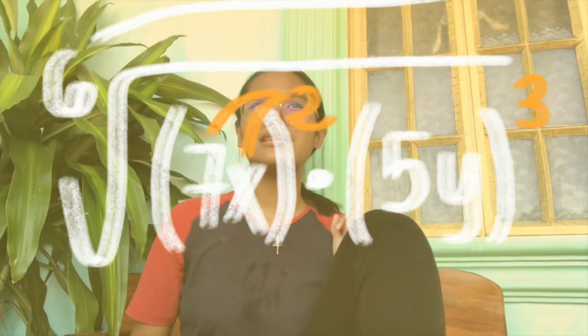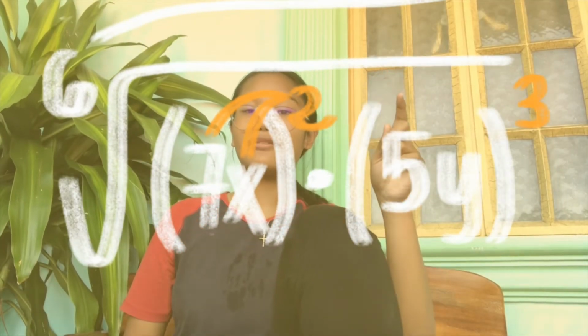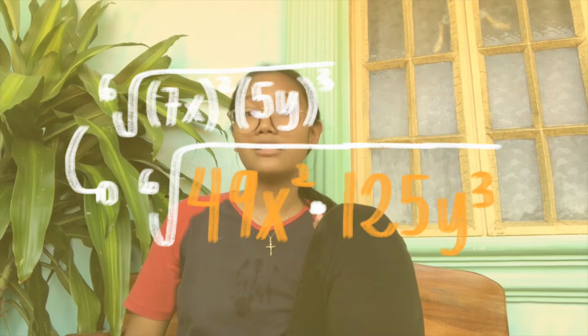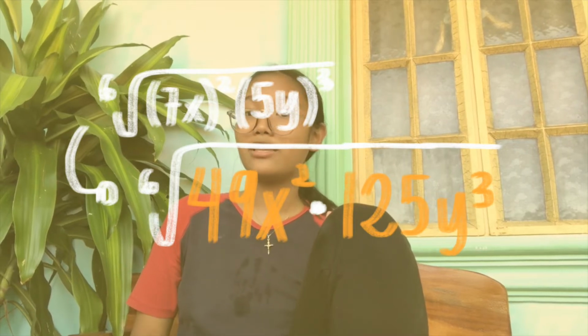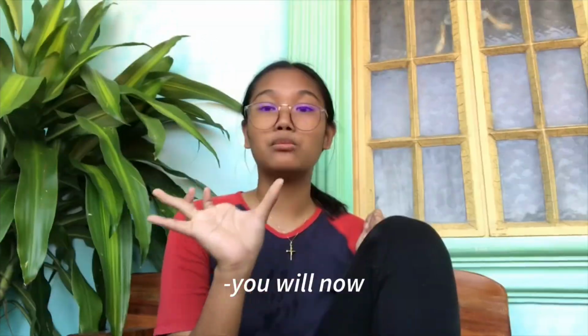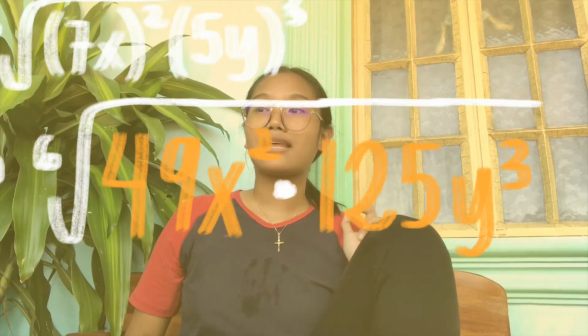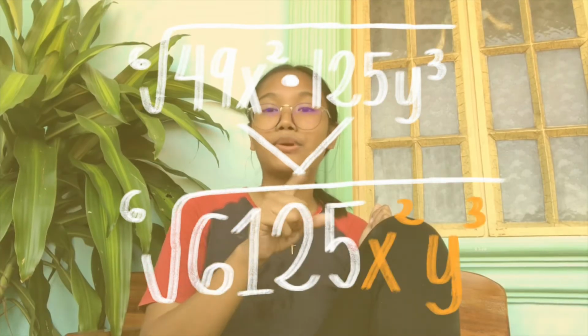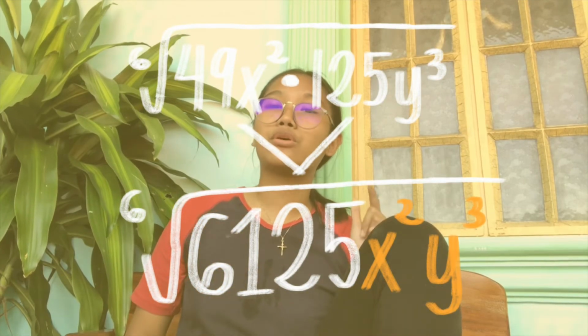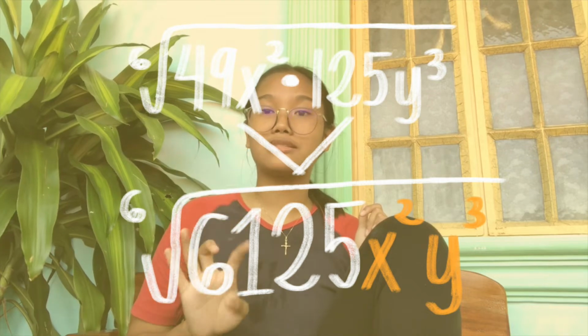Next step. So you have that part now. You will distribute the square to 7 and the square to the x, and do the same to the 5y. So the answer will be 49x squared times 125y cubed. So now multiply them both. 49 times 125 is 6,125. x squared times y cubed cannot be combined, so you will just copy the 2 variables down. So it will be 6,125 x squared y cubed.